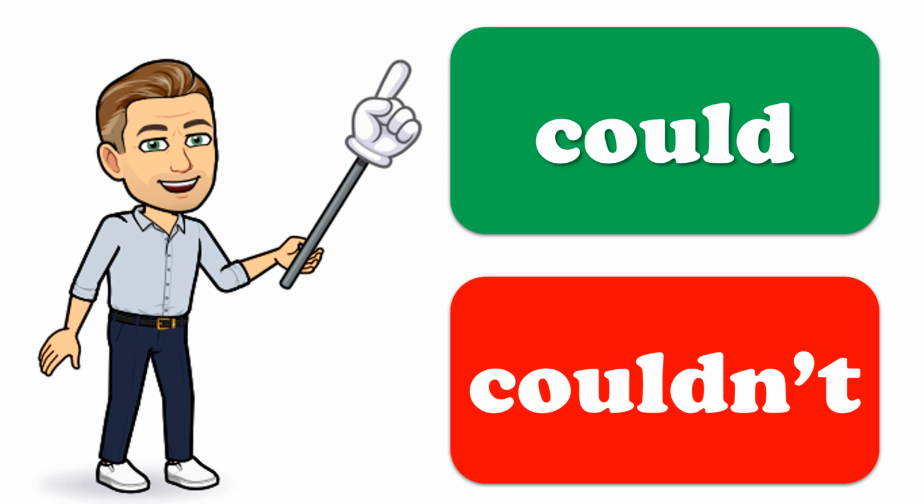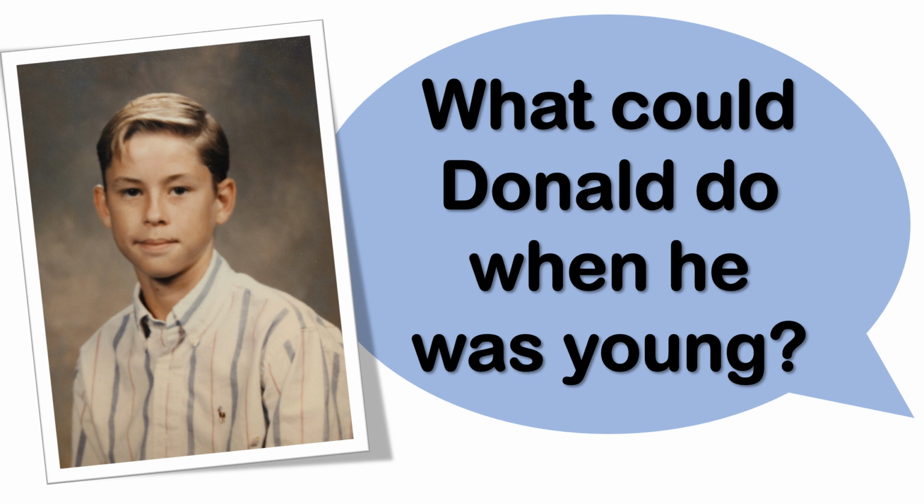Now let's look at could and couldn't. And we use these when we're talking about past possibilities or past abilities. So I'm going to show you some actions, and you have to tell me whether these were things Donald could do when he was young or couldn't do when he was young. So let's take a look at the list now.